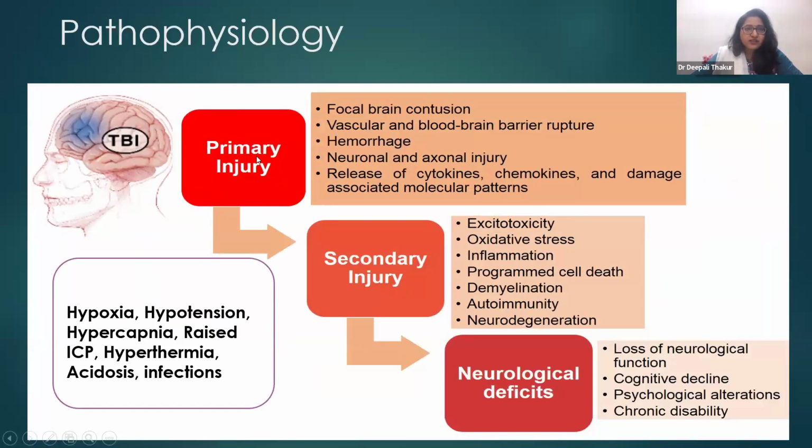Can we do anything about this primary brain injury? Actually, no. It happens at the time of the accident, right? So this primary brain injury may lead to some contusions, disruption of the blood-brain barrier, hemorrhage, neuronal and axonal injuries, and release of all the mediators of inflammation.